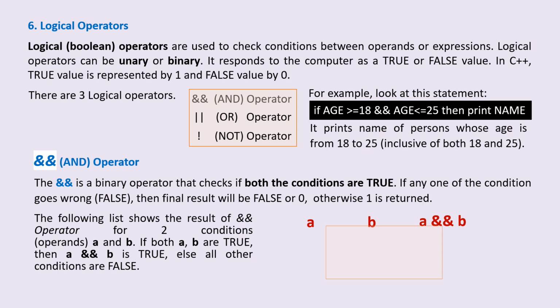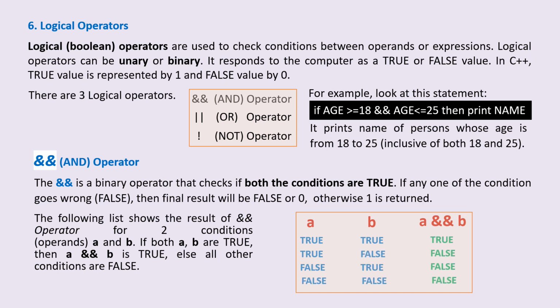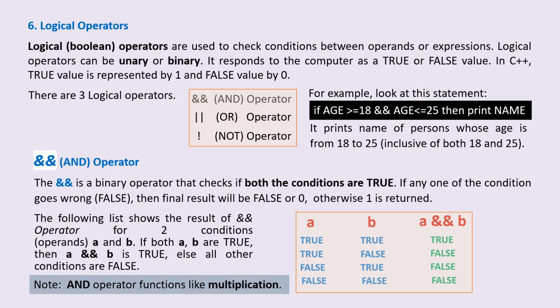Here, conditions are the operands A and B. If both A, B are true, then A and B is true, else all other conditions are false. Note that the AND operator functions like multiplication. Let's check the first row. Since A is true or 1, and B is also true or 1, then A and B would mean 1 multiplied by 1, which is 1. 1 means true. So, the result of A and B is true.